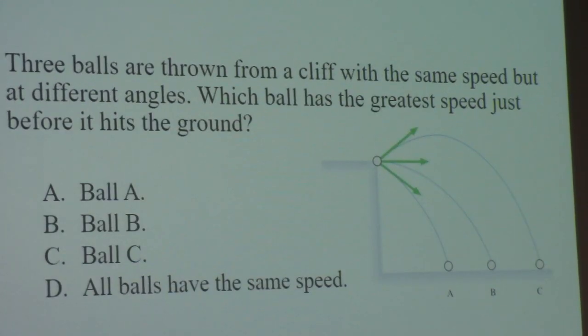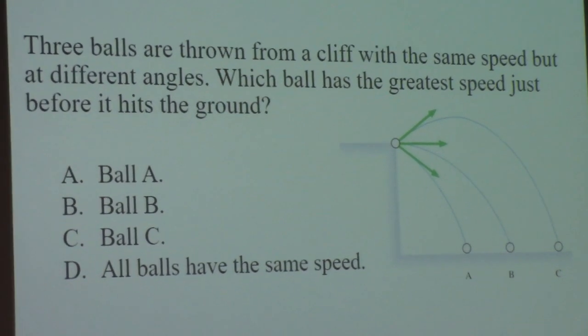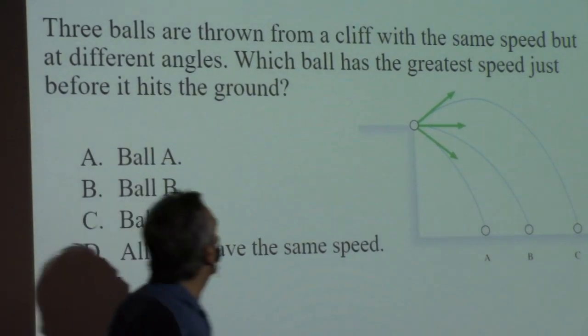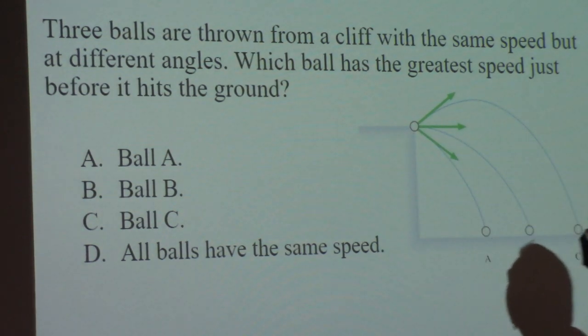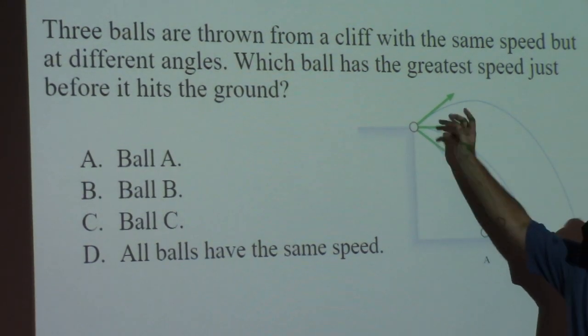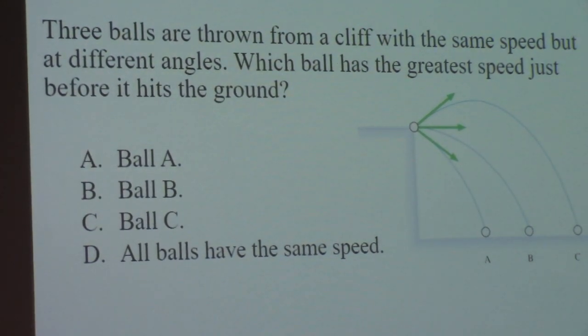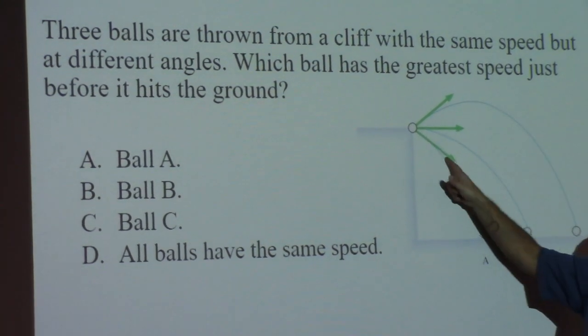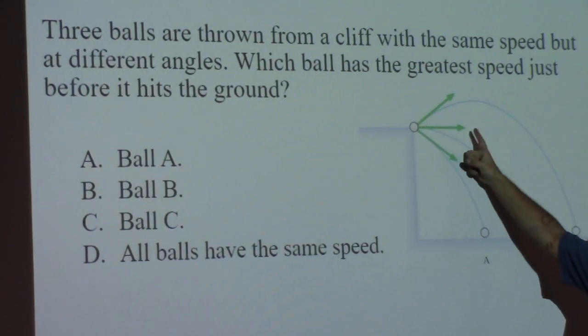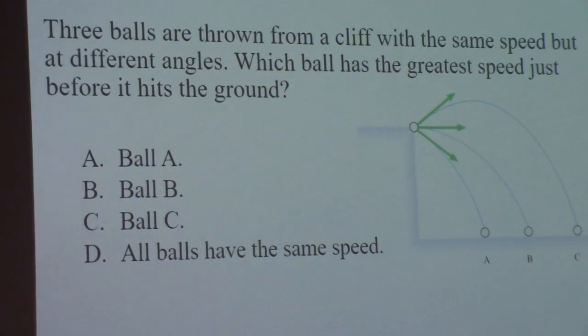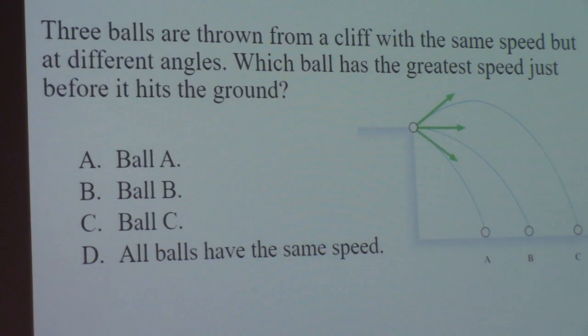Okay. So 3 balls are thrown from a cliff with the same speed, but at different angles. So these all have the same speed. They're coming from the same height. Which ball has the greatest speed just before it hits the ground? Okay, so this is ball A, thrown at some kind of angle. Here's B, thrown horizontally. Here's C, thrown up at some kind of angle. So when they hit the ground, which one do you think has the biggest speed?